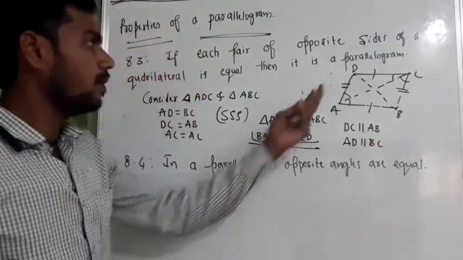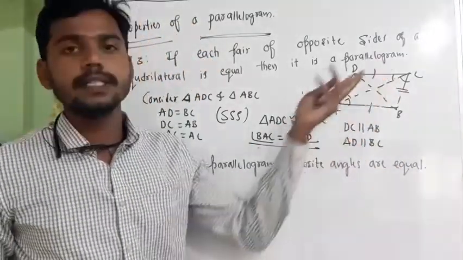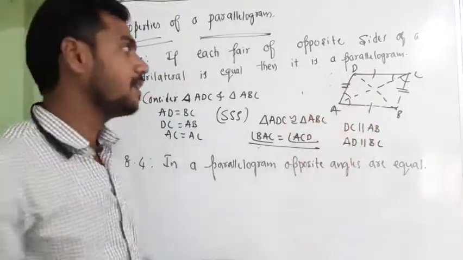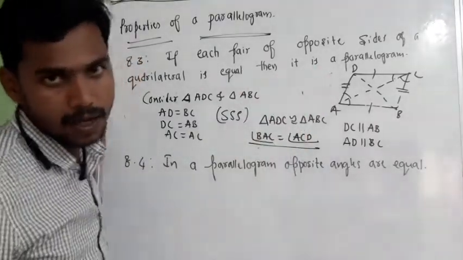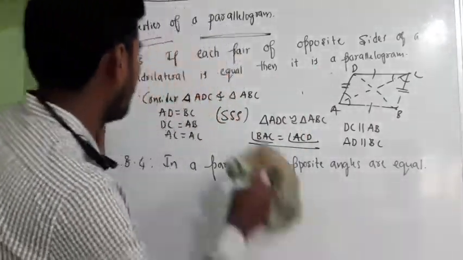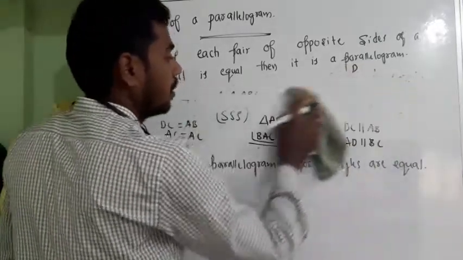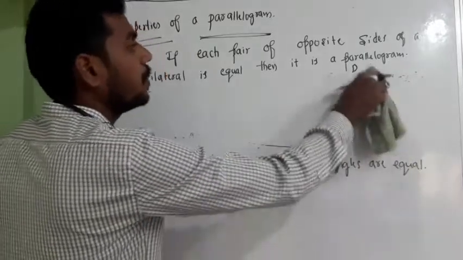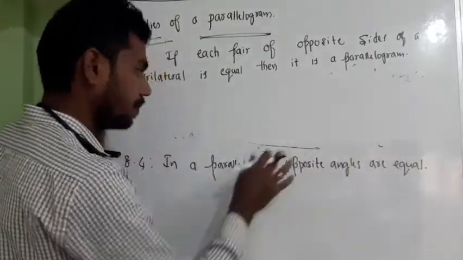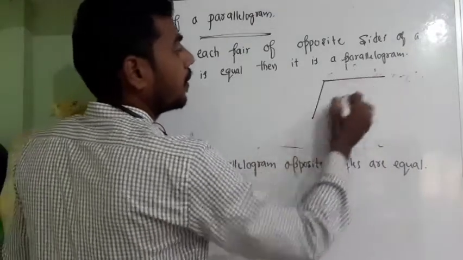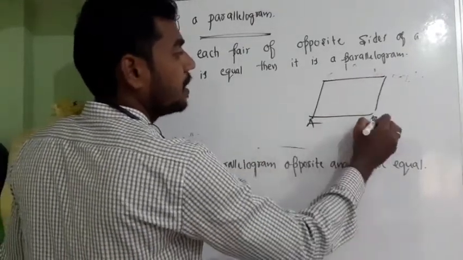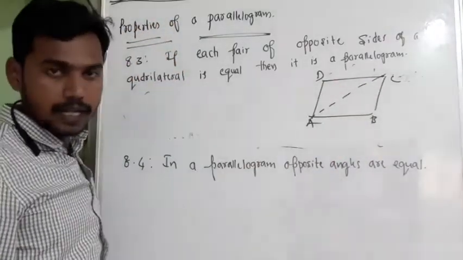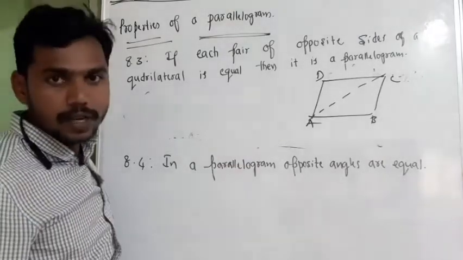Now see, both pairs of opposite sides are parallel and a pair of opposite sides are equal. That is the reason we can conclude this is a parallelogram. Okay, the proof part is not required, only you should know. And one more thing, if I take a parallelogram ABCD, and we proved that a pair of opposite sides are equal, then we conclude it as a parallelogram.